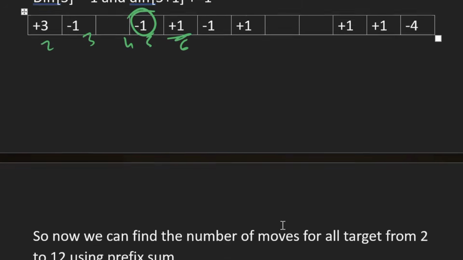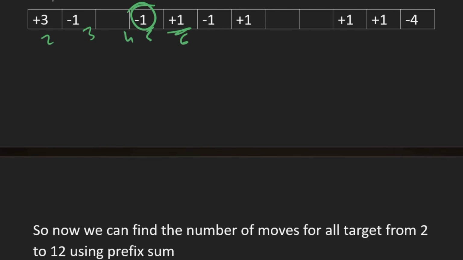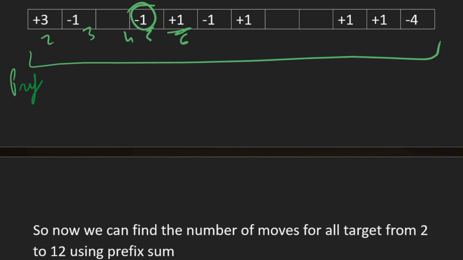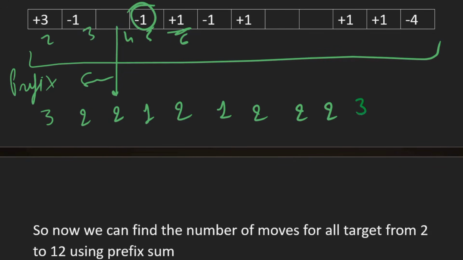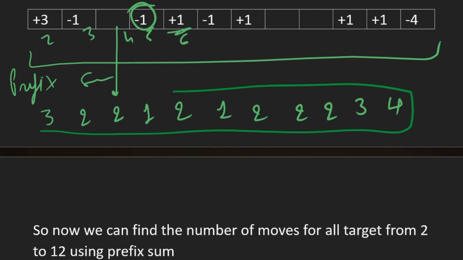So our difference array will look like this after processing both the pairs. Now the next thing is we apply prefix sum on this difference array. So we get 3 here, then 3 minus 1 is 2 here, again 2, then 2 minus 1 is 1 here, then 1 plus 1 is 2 here, 2 minus 1 is 1 here, 1 plus 1 is 2 here, then again 2, again 2, 2 plus 1 is 3 here, 3 plus 1 is 4 here. This way we get our moves for each target.